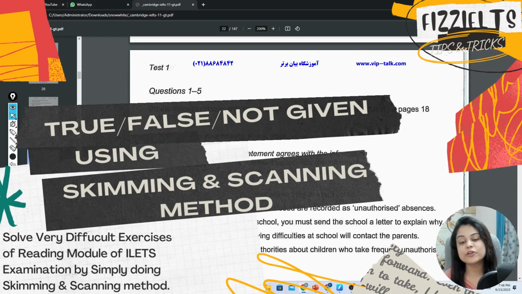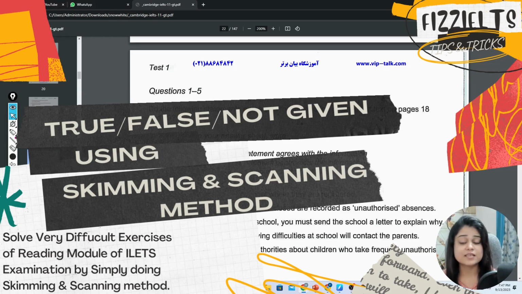Today's session is going to be very interesting as we are going to discuss the true false not given exercise. This exercise is really very crucial for the IELTS examination. You want to know why? Because at least 10 to 15 questions usually come from true false not given in many cases.